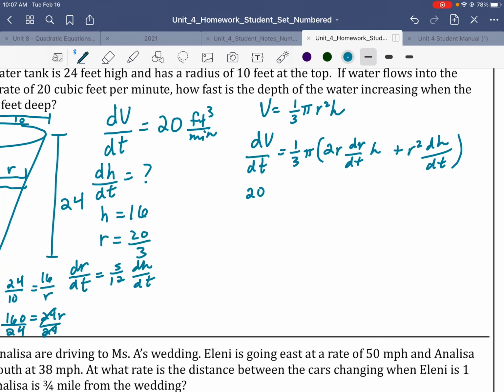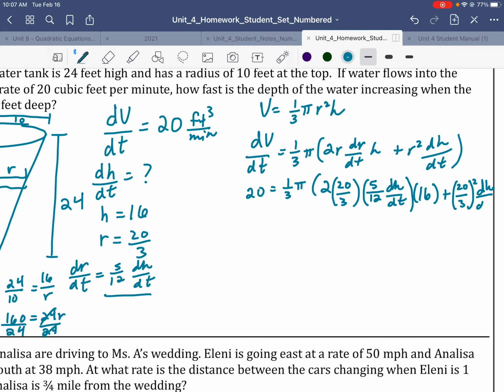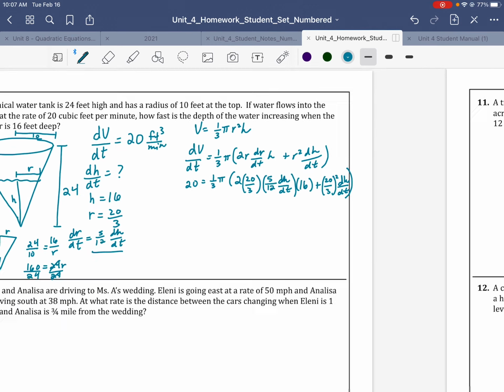So we know dV/dt, that's 20. We got 1/3 pi, 2. So notice that if we didn't solve for r, we wouldn't have anything to put here. But we know what it is now, so 20 over 3. That's 2r dr/dt. So notice again, we wouldn't have anything to put. But now we can put 5 over 12 dH/dt. And then times our height, which is 16, plus our radius squared. So our radius is 20 over 3, so 20 over 3 squared. And we don't have anything for dH/dt, which is what we're trying to solve, so it's all good.